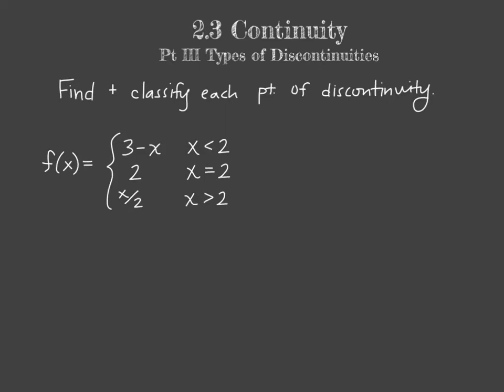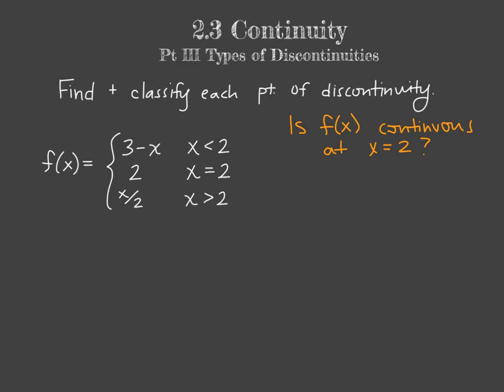What we do need to worry about, though, is looking at the breaking or changing points. And it looks like when x is 2, that's when stuff changes. In fact, what's happening is different when x is less than 2, when x is actually 2, and when x is greater than 2. So what we need to do is figure out if we are continuous or discontinuous at 2. All right, so let's see if we're continuous at x equals 2.